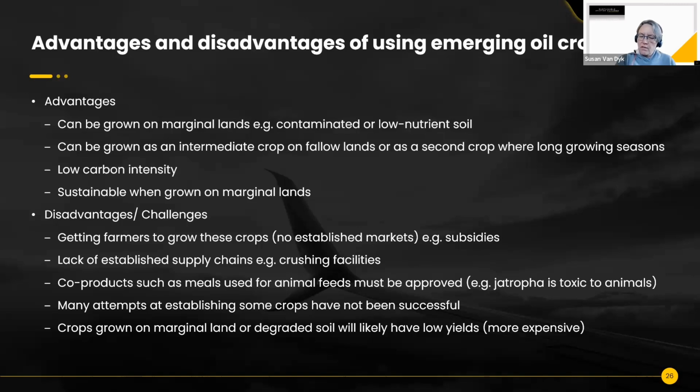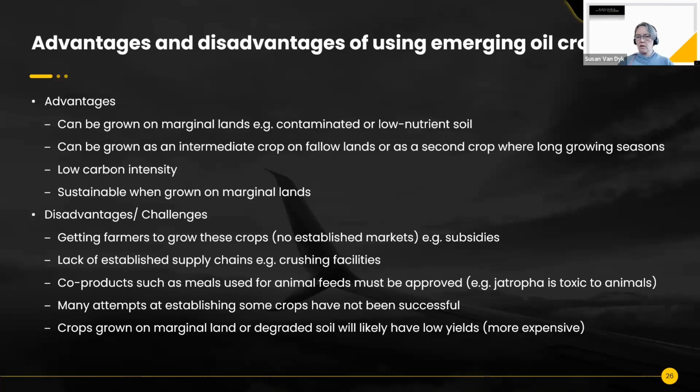But the challenge really is getting farmers to grow these crops. It's kind of a chicken and egg situation. The farmers can maybe grow it, but they won't grow it unless they have an established market. And if there's no established market, it becomes difficult. You can give subsidies to farmers to grow these crops, but you need to create the whole supply chain. You need to create the demand. For example, as I said with regular crop-based oils, you need crushing facilities. Similarly, you need crushing facilities for these seeds, and in some cases, you may have to build separate crushing facilities depending on the type of seed.